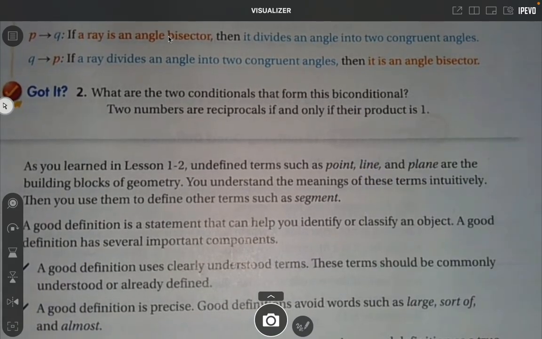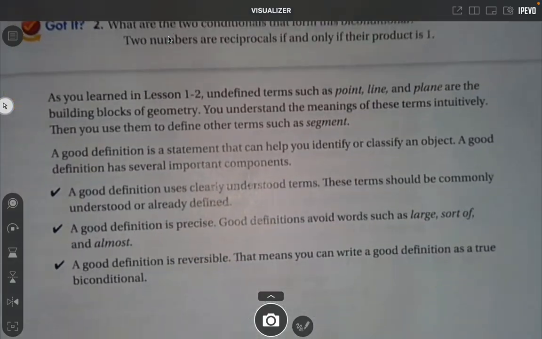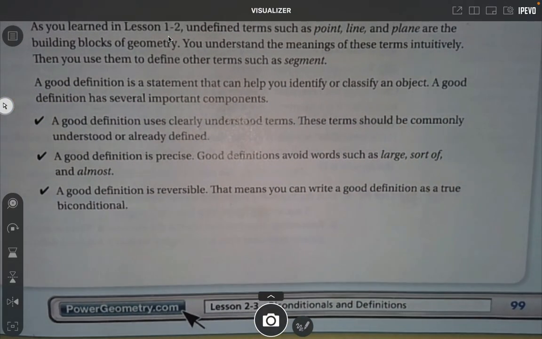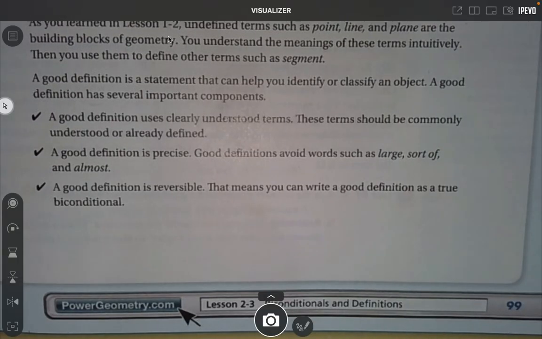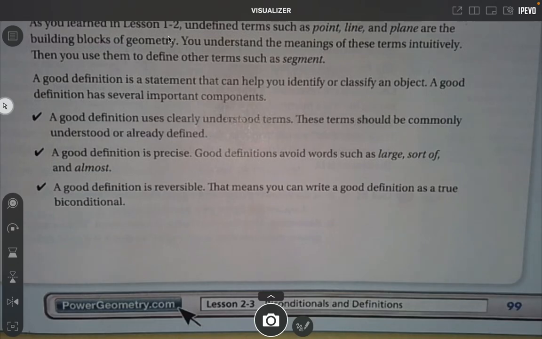So our next thing, that's the first half of today's lesson. If and only ifs, biconditionals. All right, the next thing is knowing if something is a good definition or not. I think these are better than what we were doing. If you were to write a good definition on something, it needs to be clearly understood, okay? It's precise. It avoids words such as sort of, almost, things like that.